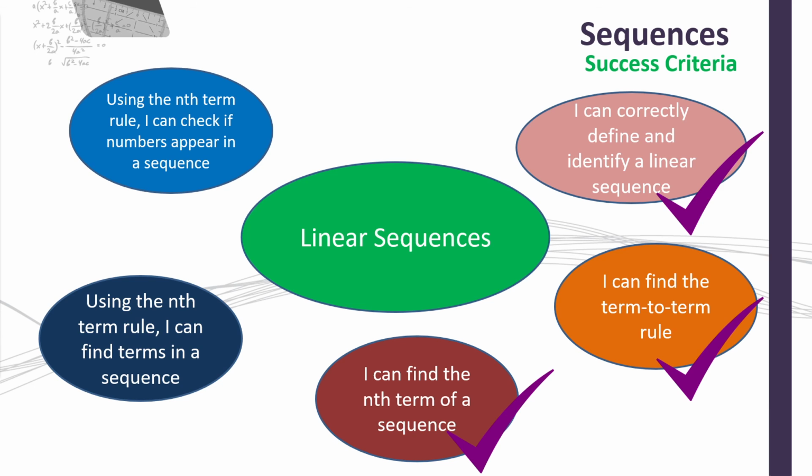In part 2, we will find out how to use this knowledge in order to find specific terms in a sequence and find out if a specific number appears in a given linear sequence at all.